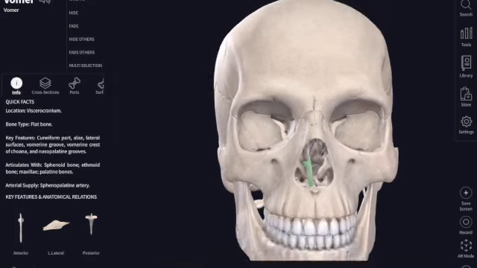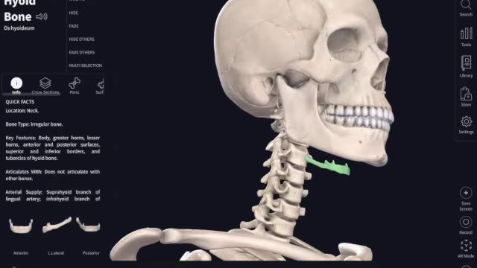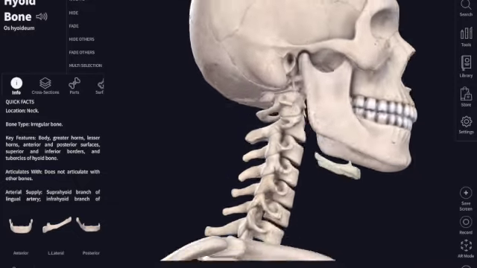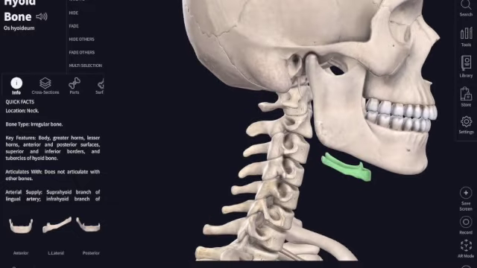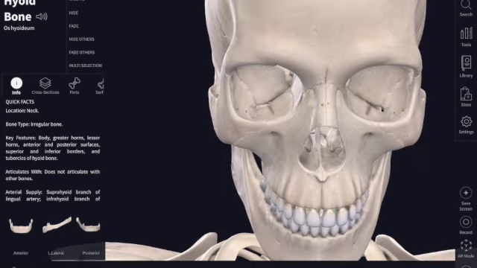The hyoid bone is an interesting bone. It's free floating, doesn't articulate with anything. It looks kind of funny when you see it this way. The orbit is the eye sockets, and the nasal cavity we have there.